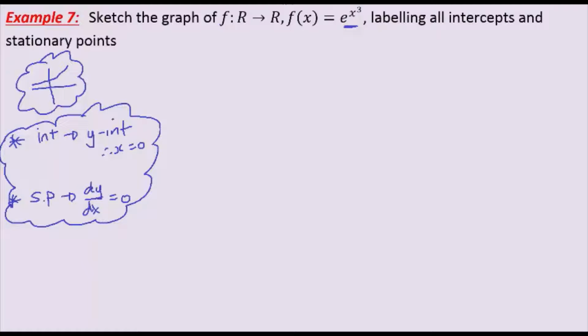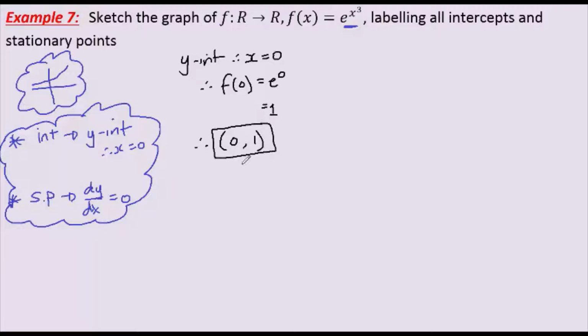So let's get started. First of all, my y-intercept is where x equals 0. So therefore y, or should I say more correctly, f of 0, equals e to the 0 cubed. 0 cubed is still 0, so it equals 1. So therefore my y-intercept will be at (0, 1). And I'll just put that in a box so I'm sure of it. Now let's find the derivative.